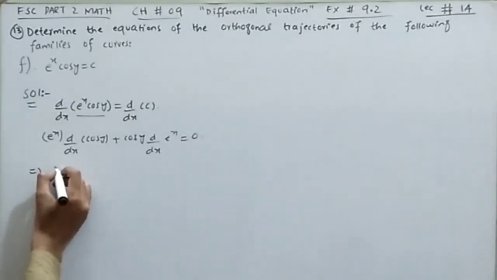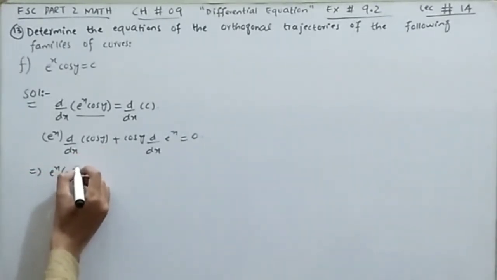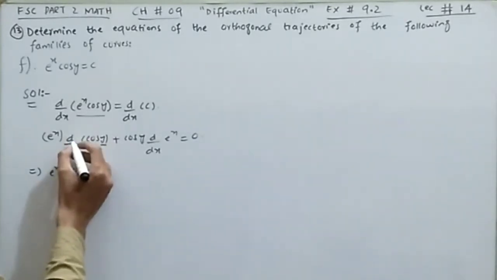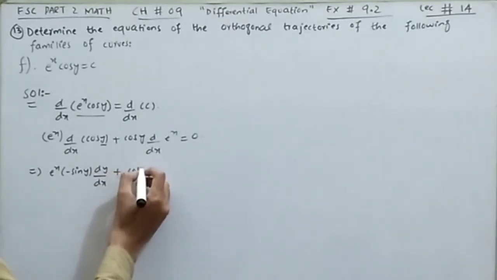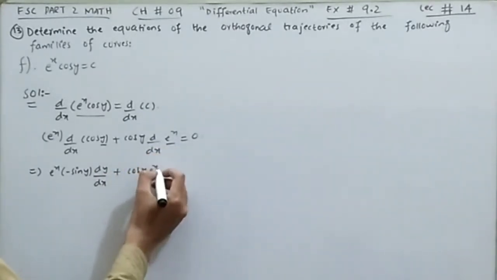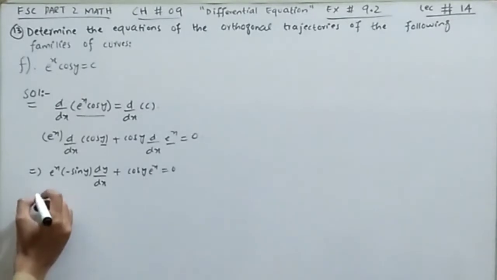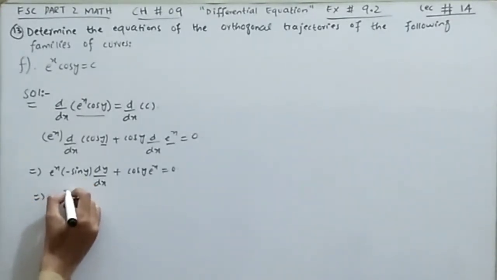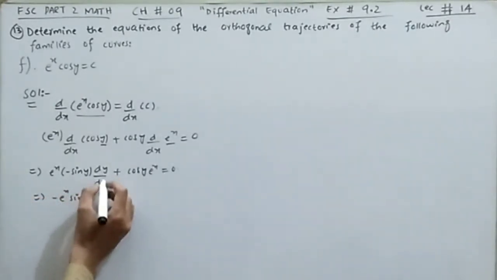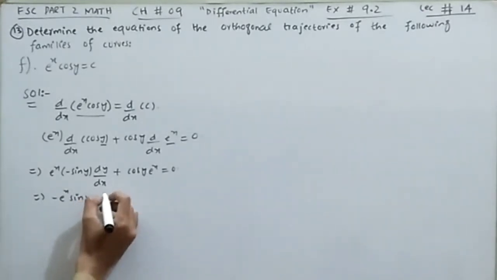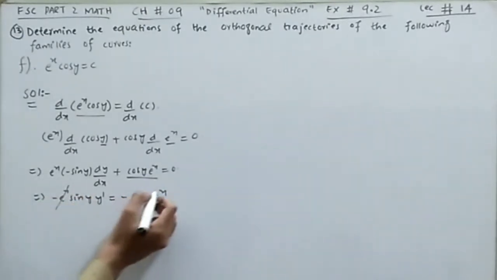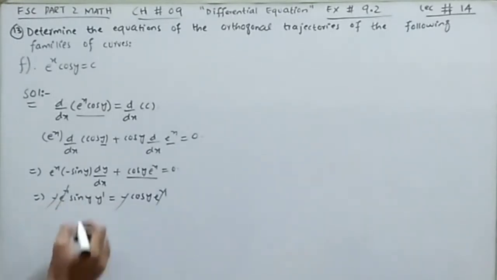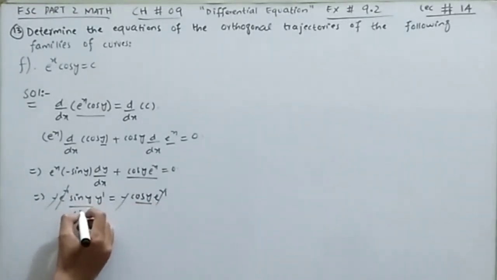So it becomes e power x, and the derivative of cos of y is minus sine y. Y is an inner function, so its derivative will be dy by dx, so plus cos of y, and the derivative of e power x is e power x, which is equal to 0. Further it becomes minus e power x sine y dy by dx, which is actually the first derivative, which can be written as y prime, which is equal to, shifting this to the right hand side, negative cos of y into e power x. So e power x cancels with e power x, negative cancels with negative, and we get cos of y over sine of y.